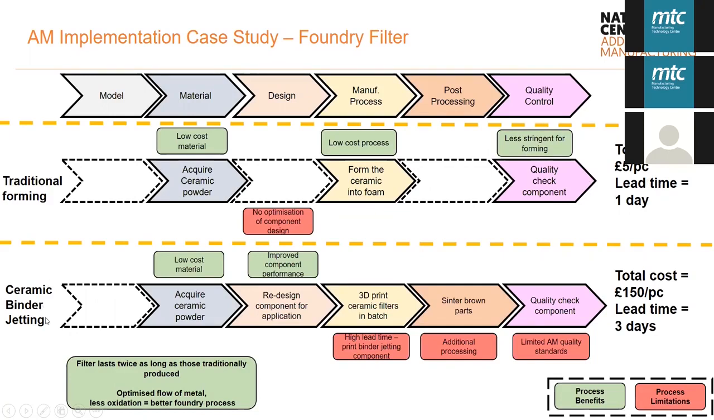So if I was to implement a ceramic binder jetting technology, I'd acquire the ceramic powder again with the benefit of low cost material, except I have a redesign stage here where I get to optimize my component. So I can actually improve my component performance. So that's a benefit for me.